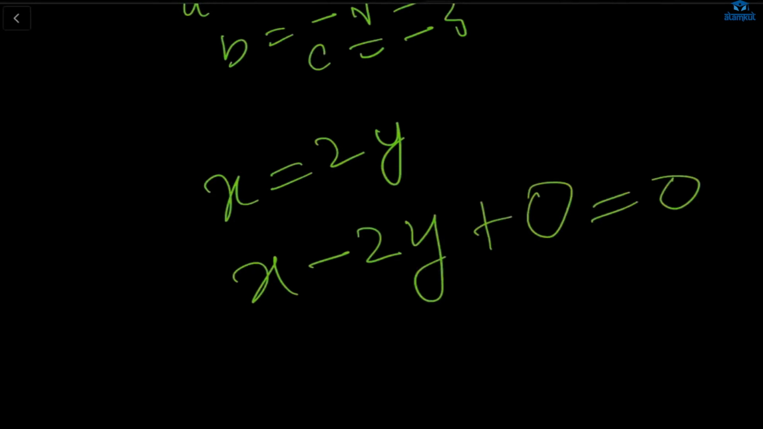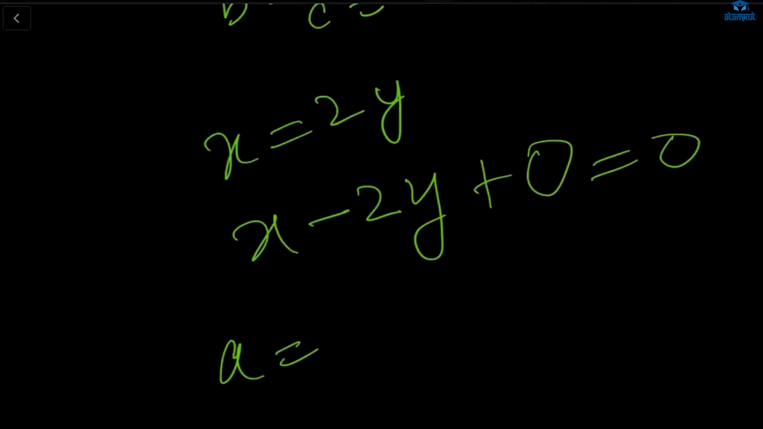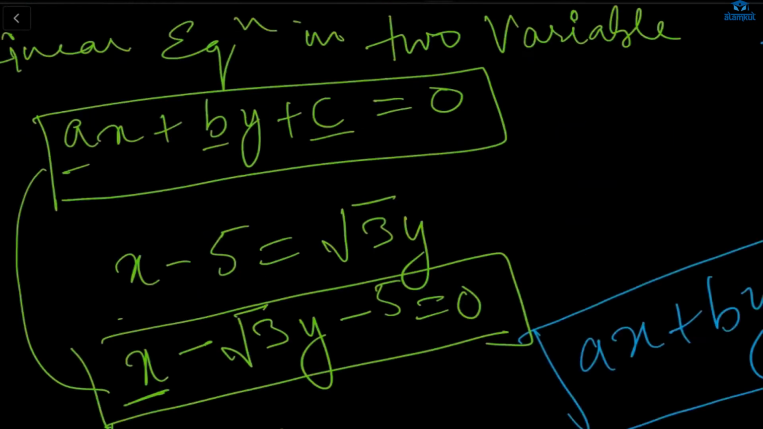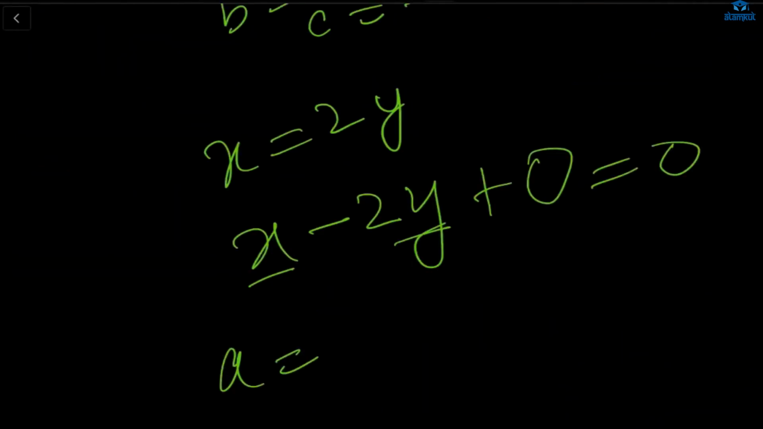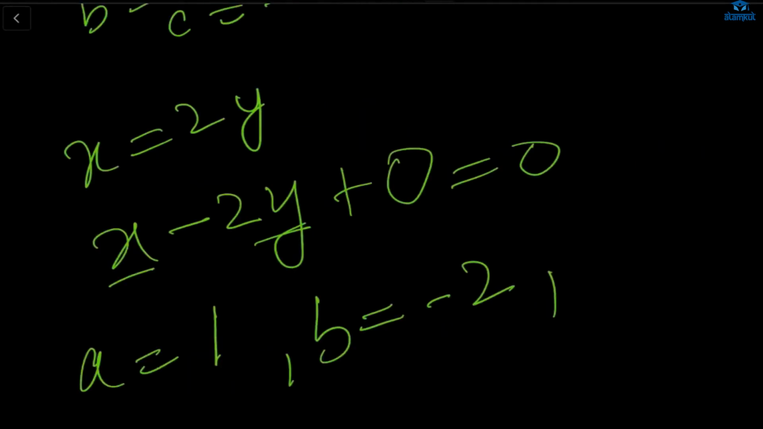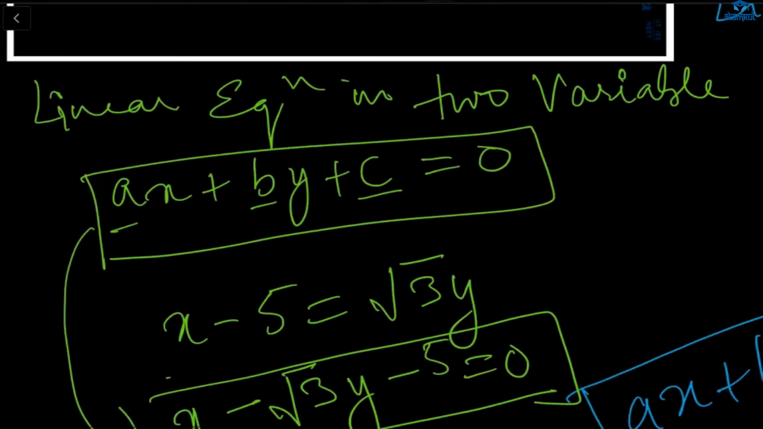So now a value will be... No, x is the variable. See, this is your ax. Yes, ma'am, a will be 1. And b will be minus 2. And c will be 0. So you have to remember this ax plus by plus c.